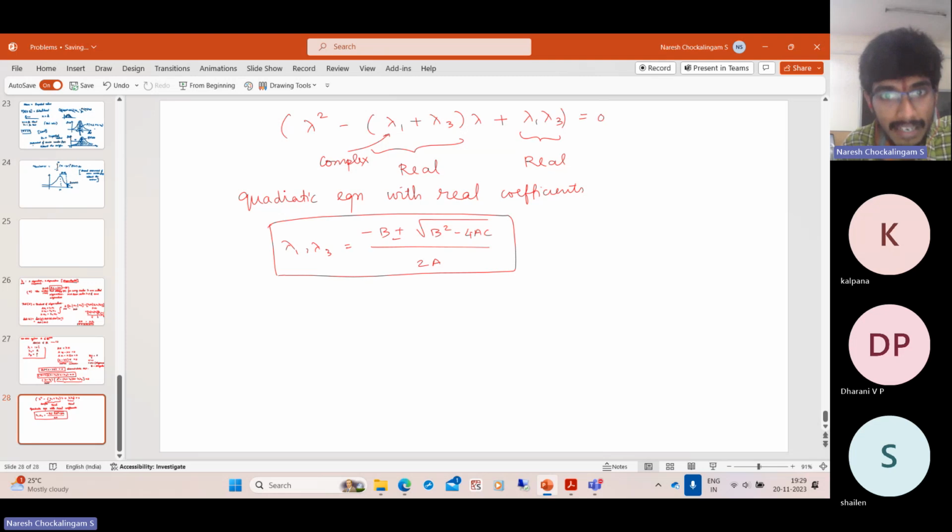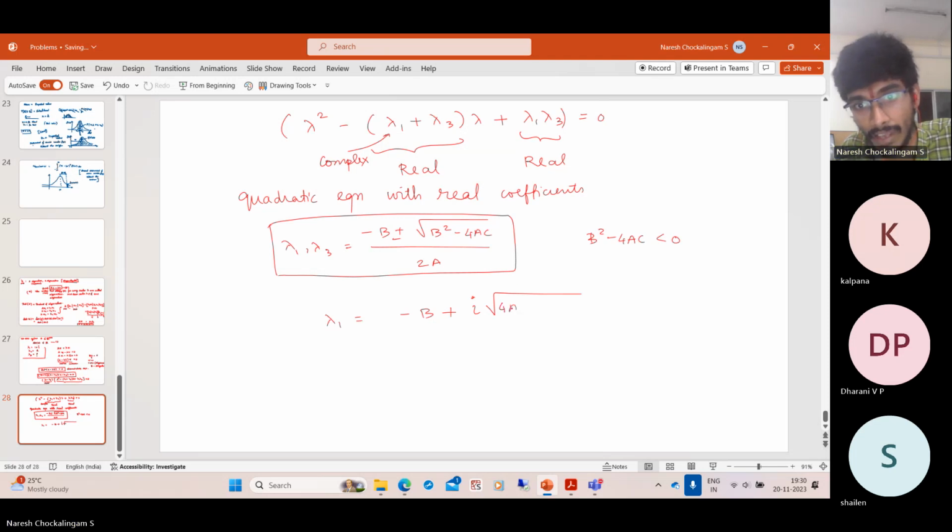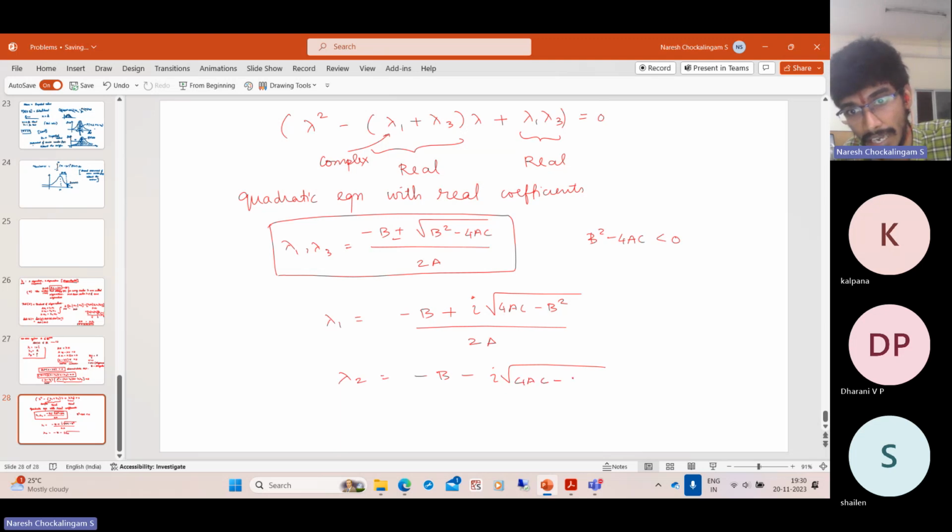And it is a quadratic equation with real coefficients, and we know that one of the roots is complex. So if one of the roots is complex, it means b squared minus 4ac is less than 0. So what are the roots now? Lambda 1 is equal to minus b plus I times root of 4ac minus b squared by 2a, since an I comes out when I take minus 1 out.